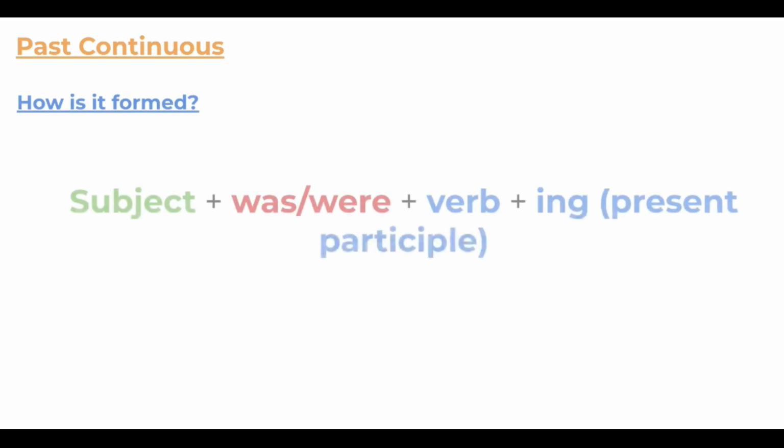And here's the formula. So you've got the subject plus was, were, depending on what the subject is, whether it's singular or plural, always making sure we're honouring that subject-verb agreement. Then we follow it with the verb. Then we want to add our ing, which is our present participle.